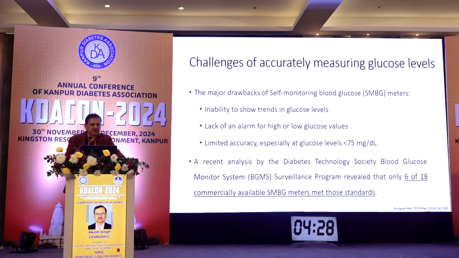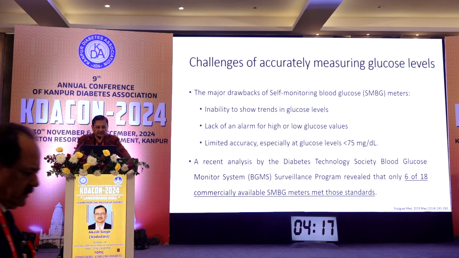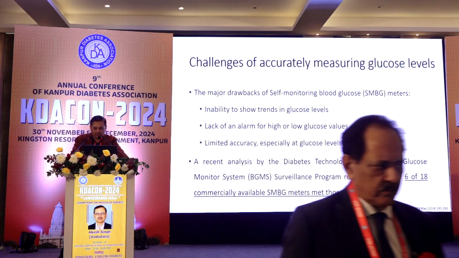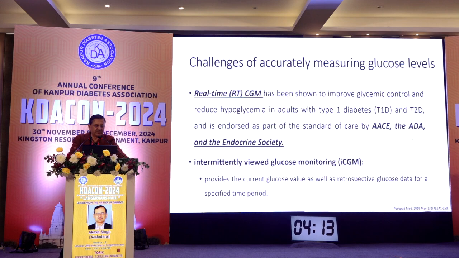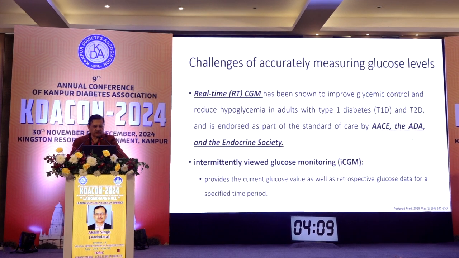The challenge of measuring glucose levels is that SMBG will not predict the risk of hypoglycemia, because it is a one-point measurement. So basically you have to go for continuous glucose monitoring if you want to accurately predict the risk of hypoglycemia.